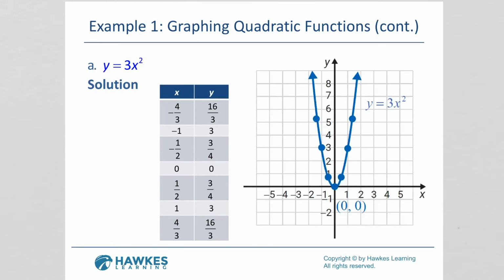So this is the graph of our function. Here's what it looks like when you graph each one of those ordered pairs. So we have -4/3, so that's 16/3. -1 is 3. -1/2 is 3/4. 0 is 0. 1/2 is 3/4. 1 is 3. And 4/3 is 16/3.